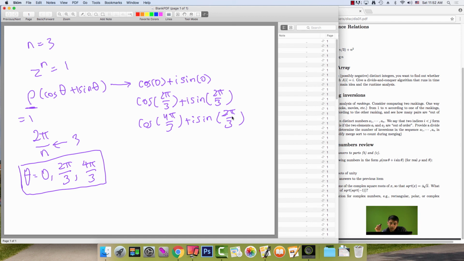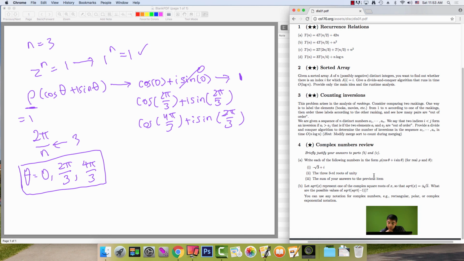So it's kind of interesting to note that this first one, since sine of 0 is 0 and cosine of 0 is 1, is just 1, and this is just going to generally be the case. You're always going to have a root of unity that's 1, and that very obviously satisfies this equation. Just a cool thing to notice.